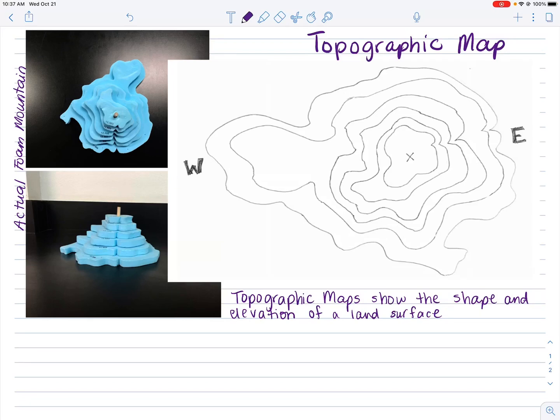Boys and girls, so we're going to look at topographic maps. In the past, we've been looking at these plate boundaries, how they move around and create all these landforms. And so we're going to look at maps that show these landforms in a two-dimensional aspect.